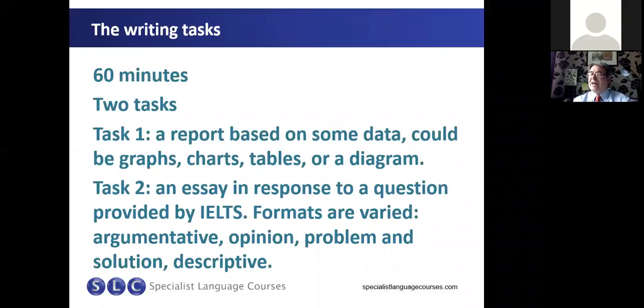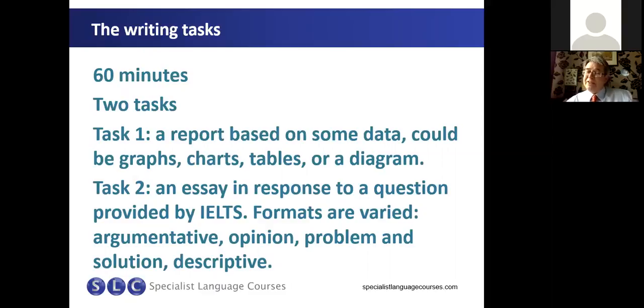Task 2, an essay in response to a question provided by IELTS. In other words, you can't write a standard essay of your own. It'd be too easy for people to have one in their head and just regurgitate the same thing. So it's a new title which you don't get until you're in that room. The formats, the types of essays are quite varied.